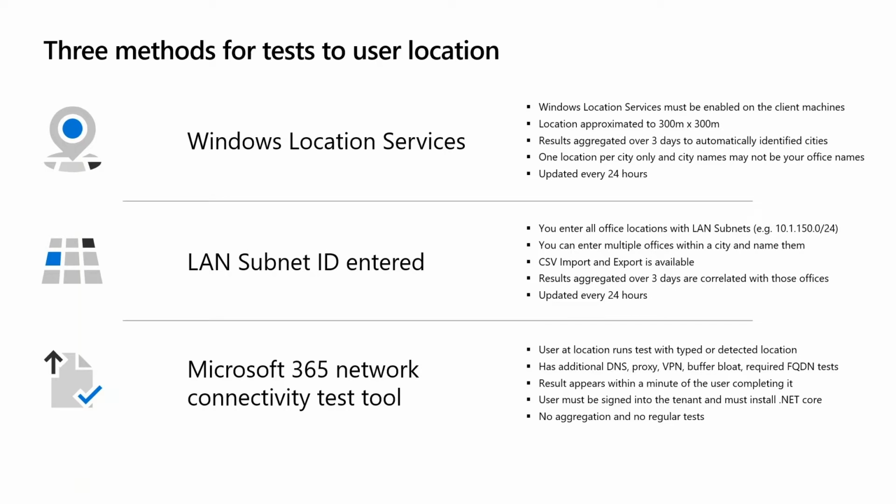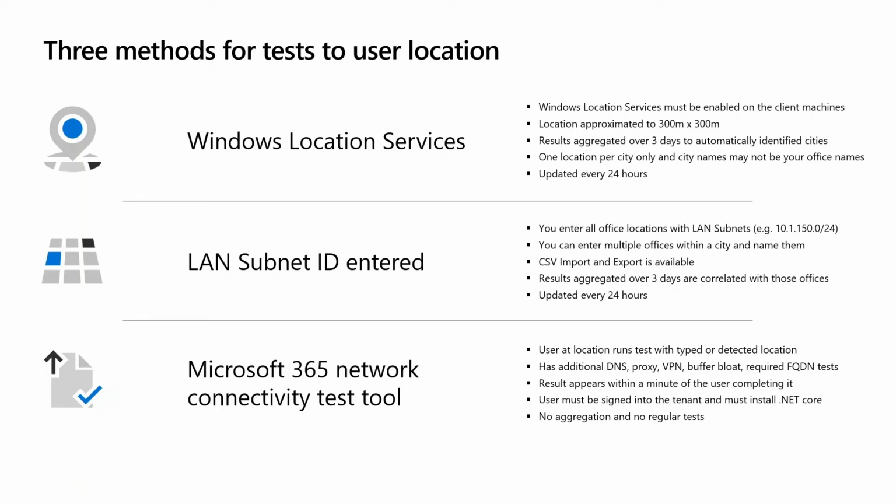So the first option there is to turn on Windows Location Services. We do approximate any Windows Location Services location to a maximum accuracy of 300 meters. It's no more accurate than that. And then we aggregate that to the city where the location is identified. So if you're using Windows Location Services for your office location, you'll only see office locations aggregated to the city, and then they're identified by the city name. We run these aggregations over 3 days, and we update them for you every 24 hours.